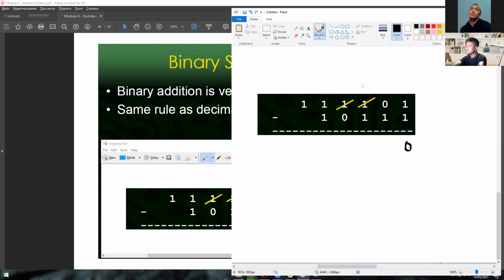So this 1 will become 0. And then this 0 will become 10. All right. And then 10 minus 1 is 1.